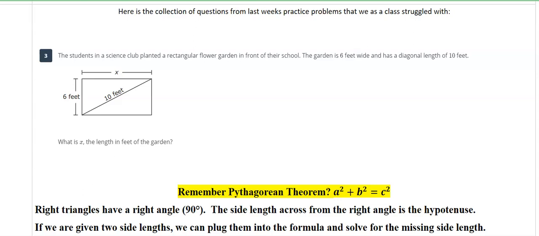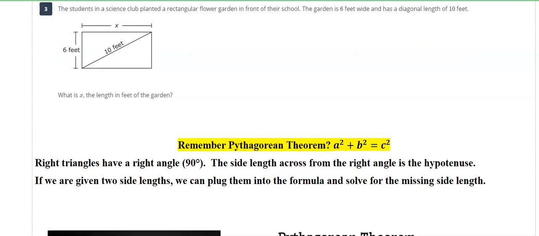So below here is all the questions from last week's practice MCAS exams that we struggled with as a whole class. The first one is number 3. The students in a science club planted a rectangular flower garden in front of their school. The garden is 6 feet wide and has a diagonal length of 10 feet, and it's asking us to find x. Now, just like in the warm-up, remember the Pythagorean theorem.